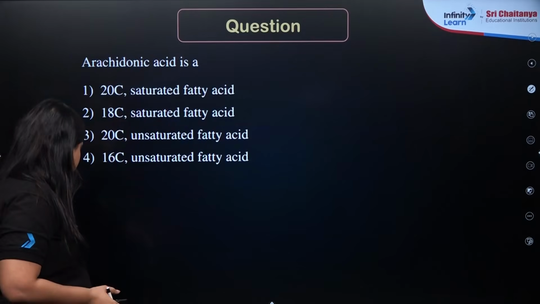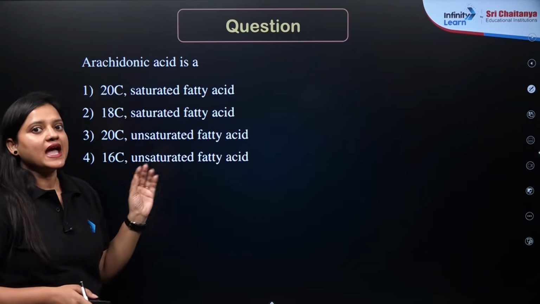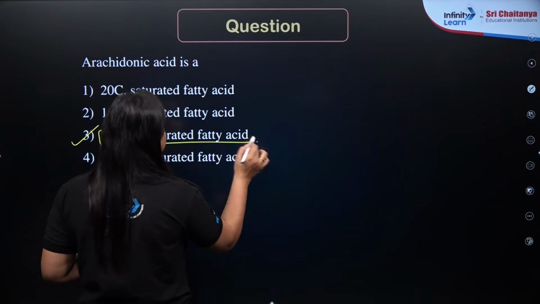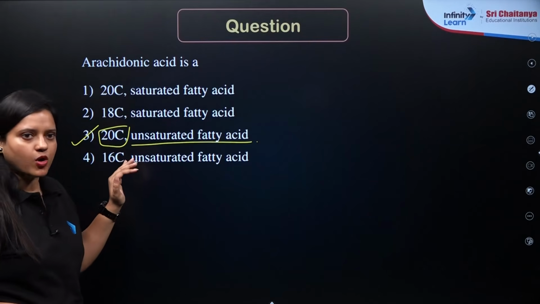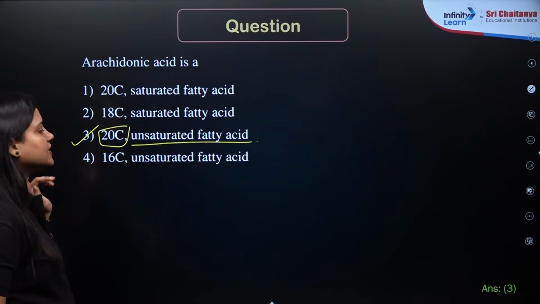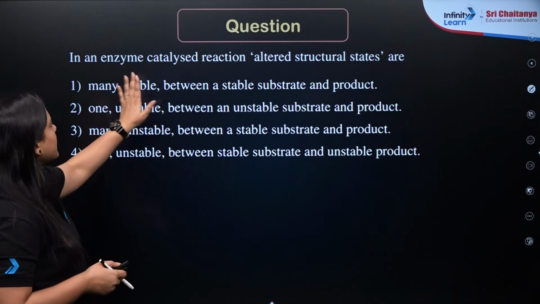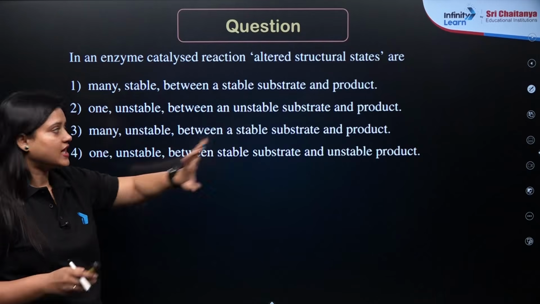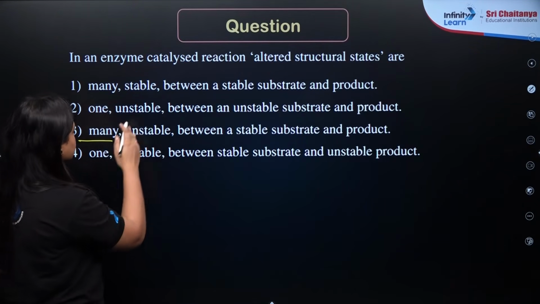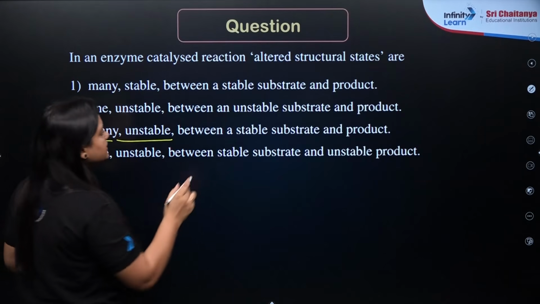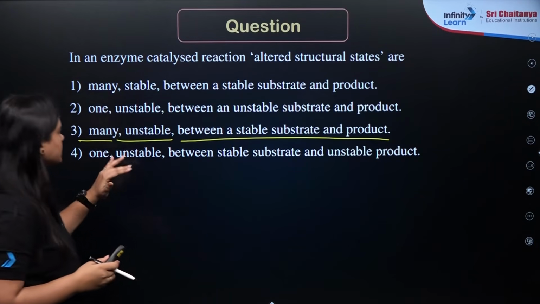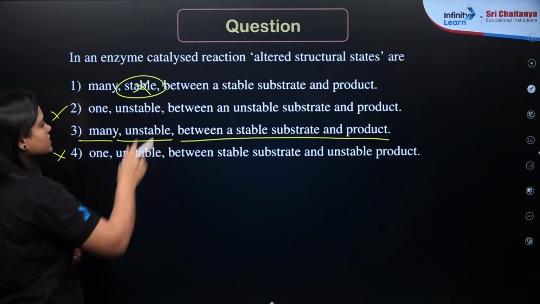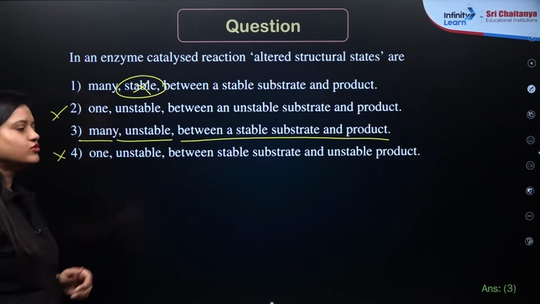Next question. So let's discuss next question. Arachidonic acid is 20 carbon unsaturated fatty acids, right? Unsaturated fatty acids will have double bonds. So correct answer for this question should be 3. Next question. In an enzyme catalyzed reaction, altered structural states are. So altered structural states are many, right? These are even unstable, right? They are between a stable substrate and product. So if we check other options, 1 definitely we are going to eliminate, and here it is written stable, so it is wrong. So correct answer here should be 3.